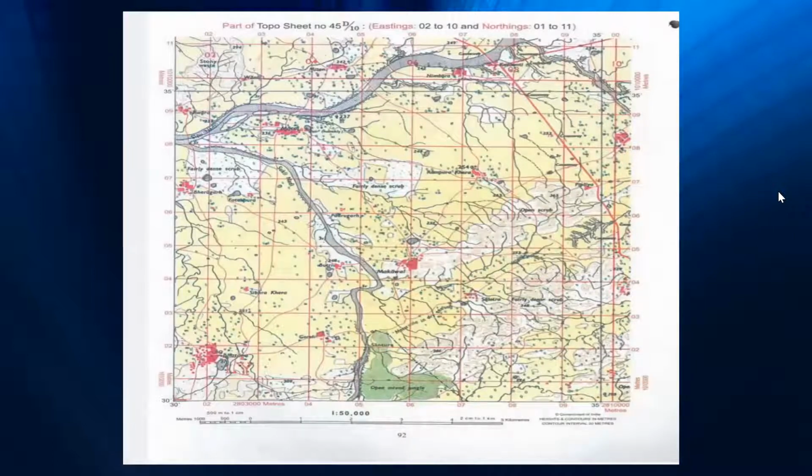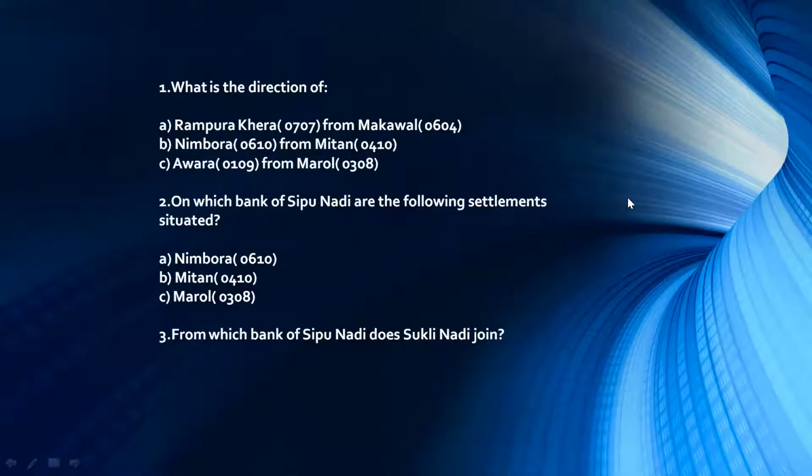Makawal, Rampura Khera, children, the four figure grid reference of Rampura Khera is 0707, and the four figure of Makawal is 0604. Now tell me, what is the direction of Rampura Khera from Makawal? Northeast. Very good. Next question. What is the direction of Nimbora?